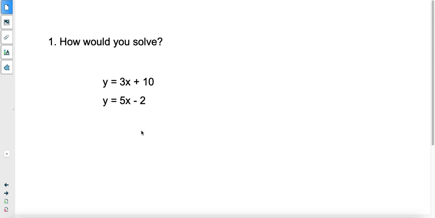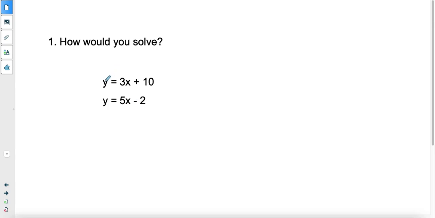Now, there's another way we could solve equations like this without having to graph. And this method is called substitution. So the idea here is we can substitute one of these equations into the other one to solve for x and y. Because remember, we need both x and y to solve these two linear equations.